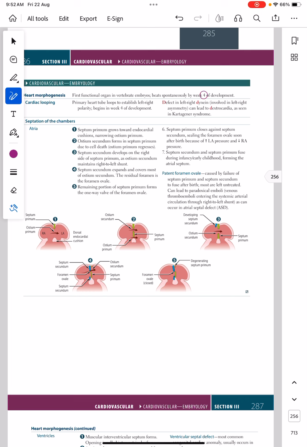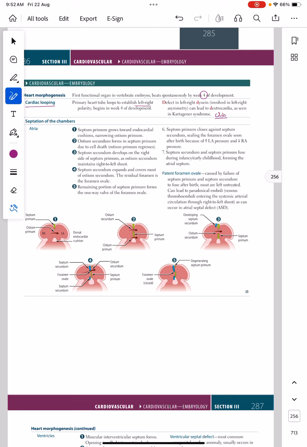the first thing that happens is cardiac looping. Cardiac looping means that the heart establishes the right and the left polarity. It means that one side becomes the right side and the other side becomes the left side. What helps in developing this right and left polarity is the cilia.